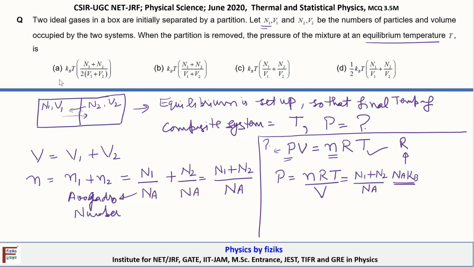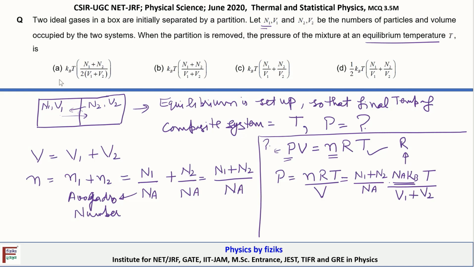So when you multiply these two numbers, they give you R, the gas constant. I am rewriting this in terms of the Boltzmann constant, because the options given here are in terms of the Boltzmann constant, not in terms of R. So nR, then the common temperature of the system, and then divided by the common volume, which is V1 plus V2.